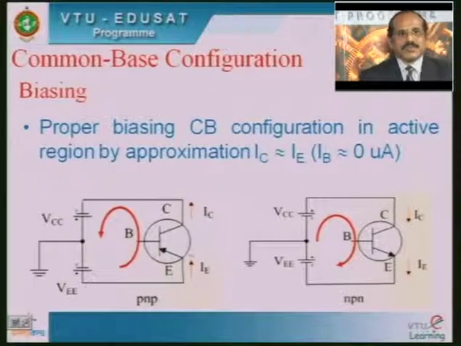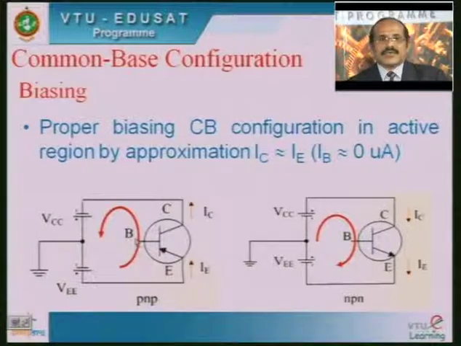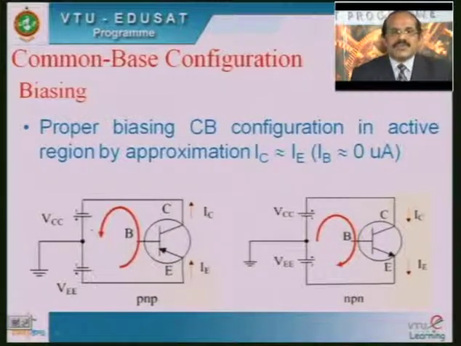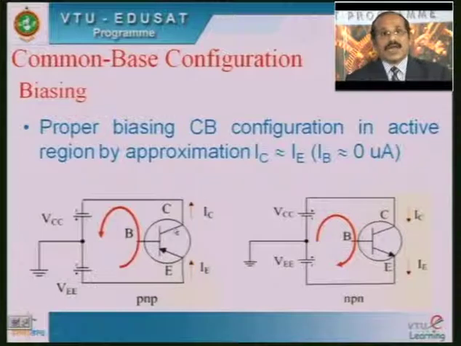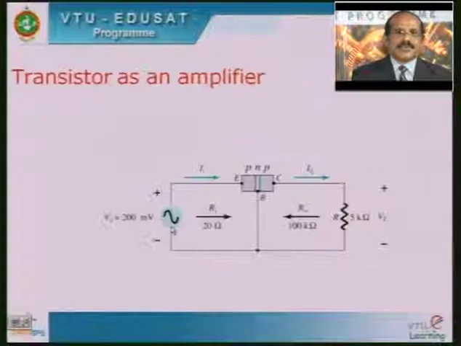So that's what this particular slide shows: the proper biasing of the CB configuration in the active region, by approximating IC equal to IE, since we are neglecting IB. You can see that the base terminal is floating. Therefore, with this arrangement we can have the CB configuration in the active region.